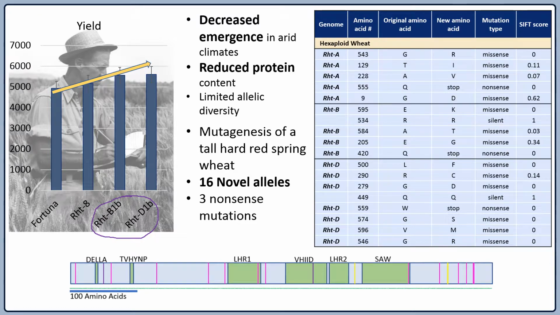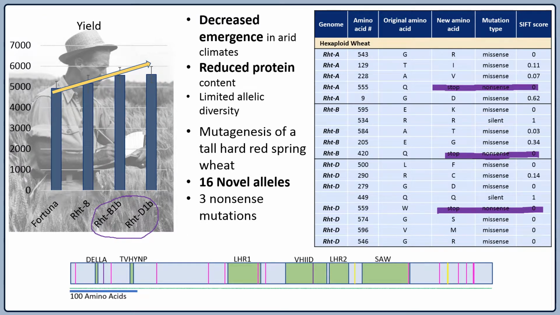So you can see in the table on the right that we were able to create and identify 16 novel mutations in the A, B, and D genomes of the RHT gene. In addition to these 16 mutations, we were able to identify 3 stop mutations, one in each genome. One in the A genome, there's the B, and there's the D.